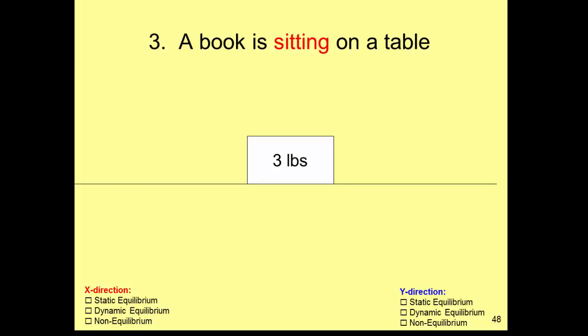Now let's look at another simple situation. We've got a book sitting on a table. Here's our axes. Here's our weight. Our weight is given to us, so we don't have to do any calculations. If we wanted to, we could convert this into kilograms and then convert it into newtons by multiplying that kilogram mass by 10 meters per second squared.